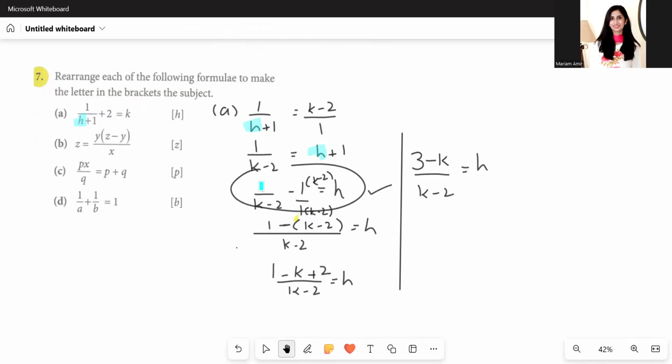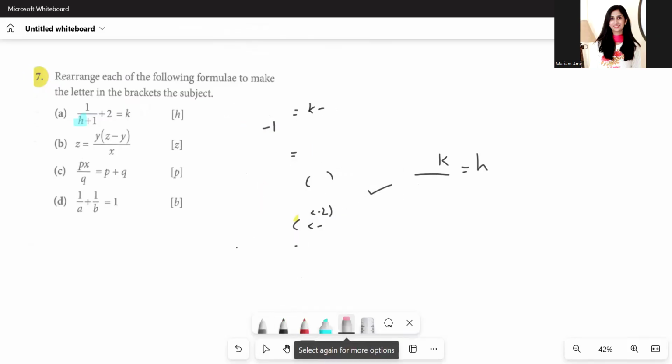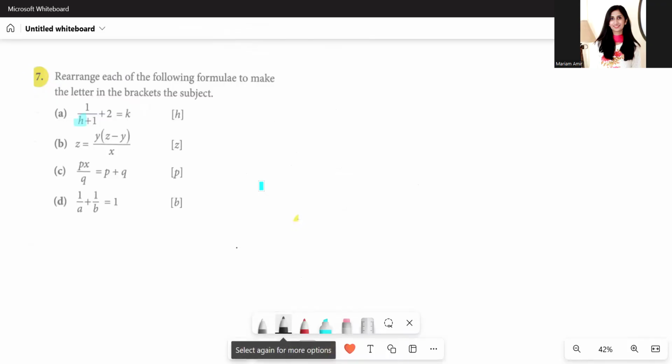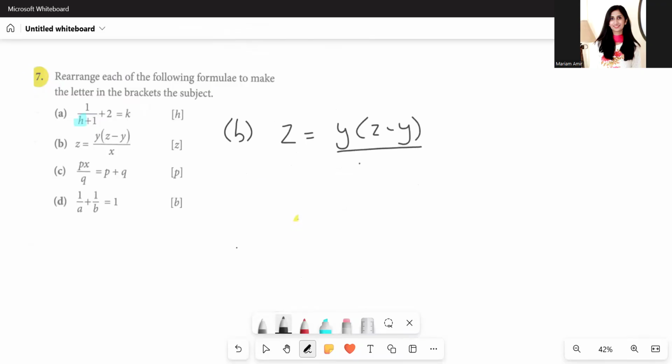I'll do B. Okay, part B. Since you were unable to get the answer for part B, we'll do that as well quickly. Okay. Part B is z equals y, z minus y upon x.